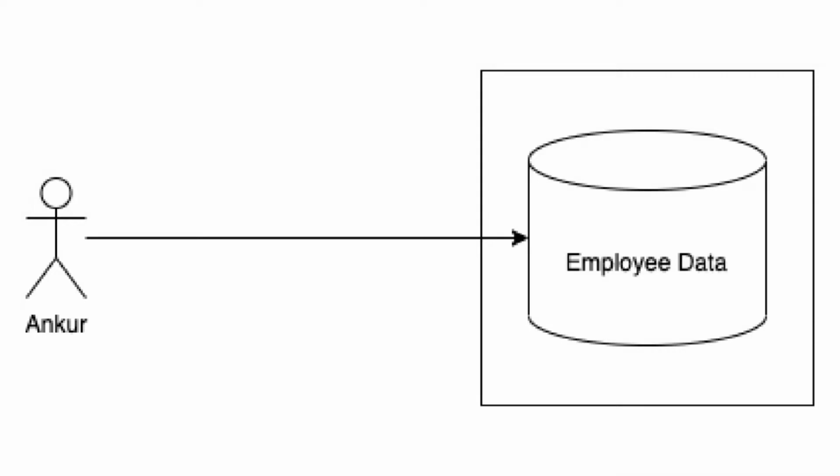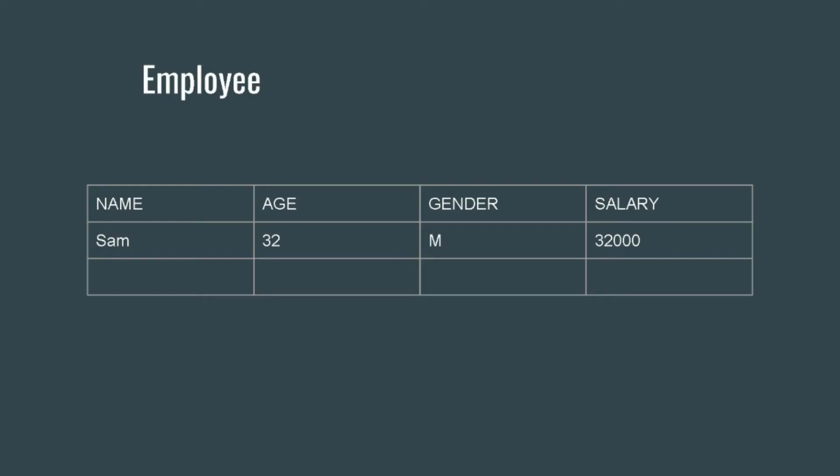In this video I'm going to explain the CAP theorem in very simple terms using a very simple example. Let's say we have a user, Ankur, who is trying to access the database on his system. The database has just one table called the employee table. The employee table looks something like this, with four columns and one record.